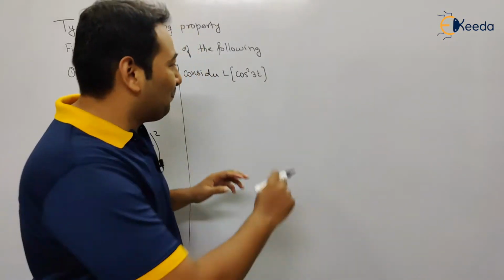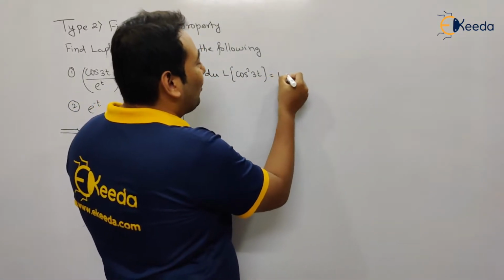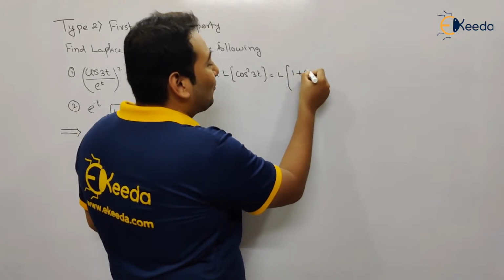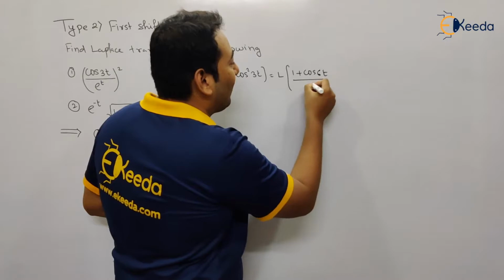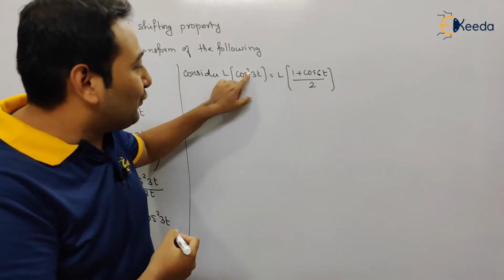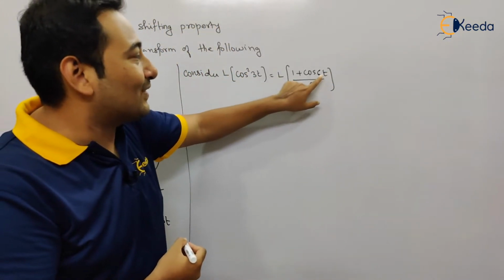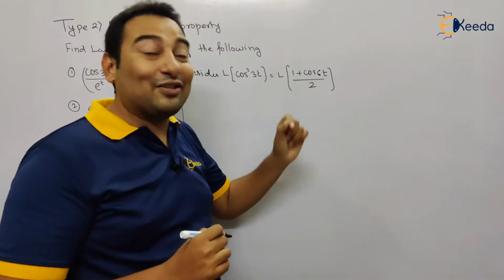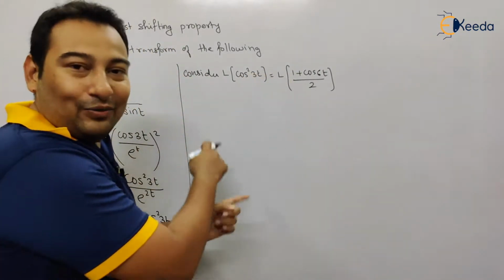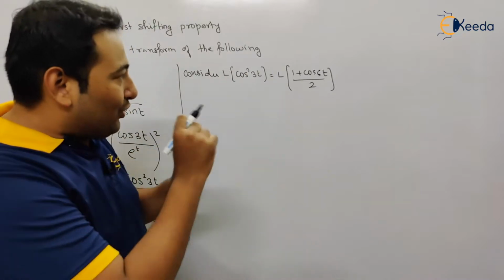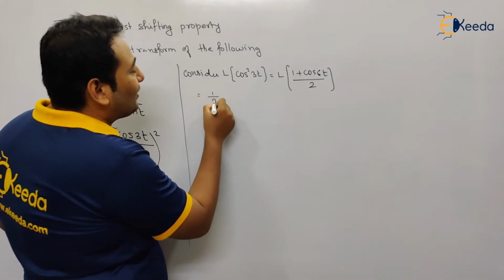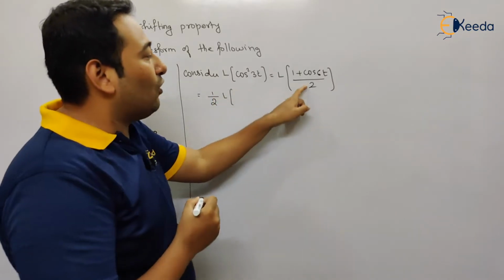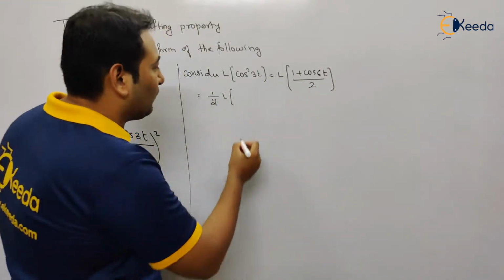What is the procedure? Cos square 3t, you write it down as 1 plus cos, how much? 6t, upon 2. This is 2, this is 3, 2 threes are 6. I have explained in detail while solving cos square t how to write it using the formulas. So in short, it will be 2 into 3, 6t. What next? 1 upon 2 is outside because it's a constant, so that will come out of the Laplace transform.